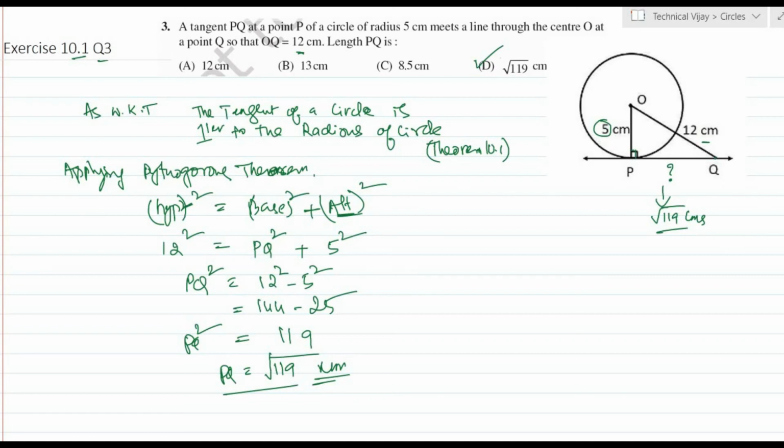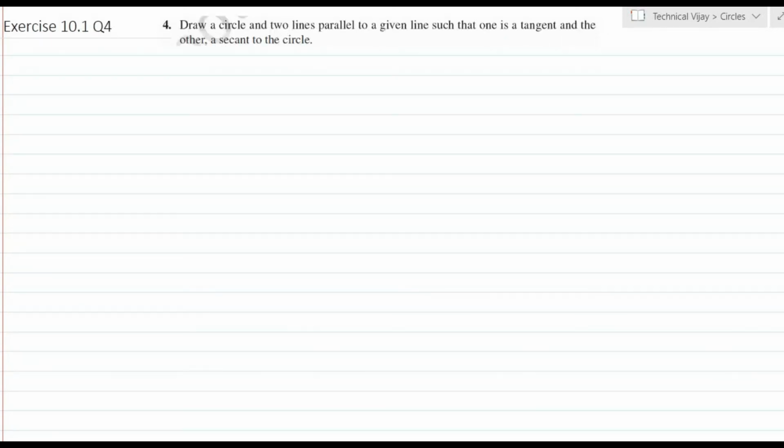Okay, so now we will go for the next one. Draw a circle and two lines parallel to a given line such that one is a tangent and the other a secant to the circle. So here we will draw a circle first. This is a circle and we have been given a line. Given line is AB, and the circle will be with center C. Now we have to draw two lines parallel to this line.